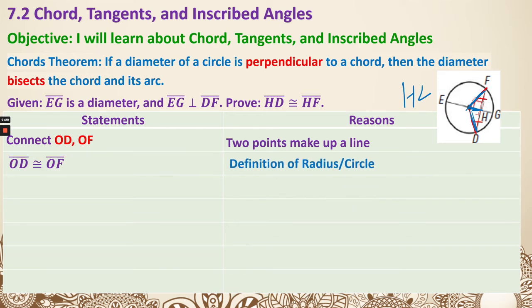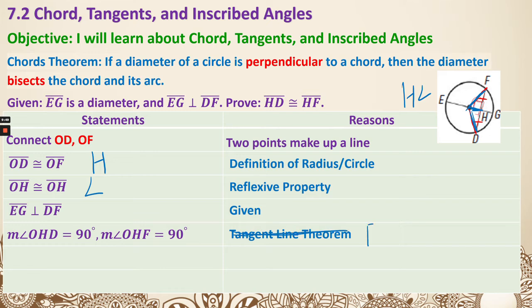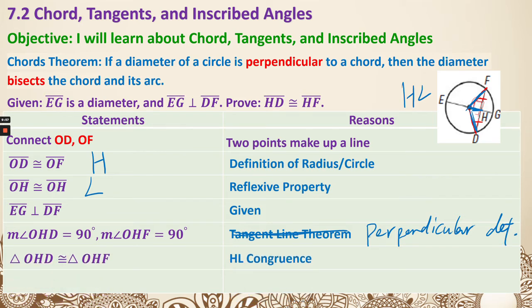Next, OD and OF are congruent because of the definition of radius. And then OH, that is our shared leg. And since we already know that that's perpendicular, which means it's 90 degrees, that's tangent line theorem. That's actually not tangent line theorem. This is the perpendicular definition. And then we actually can conclude these two triangles are congruent by HL congruence. Last thing, CPCTC, we can conclude two corresponding parts, HD and HF, are congruent. That's the proof of Chords theorem.